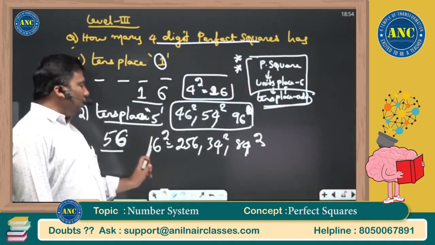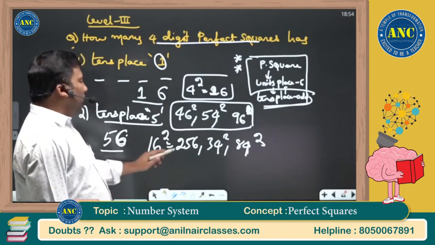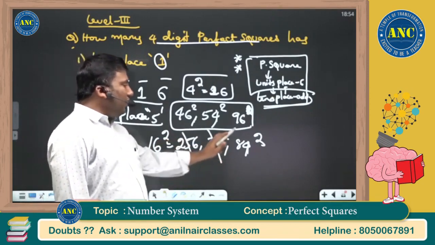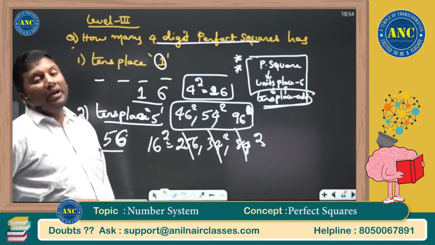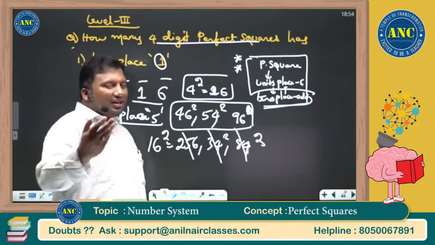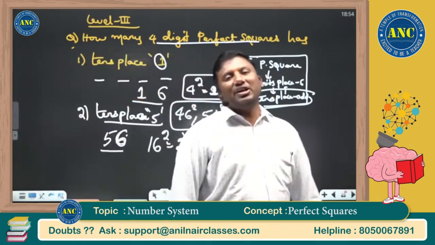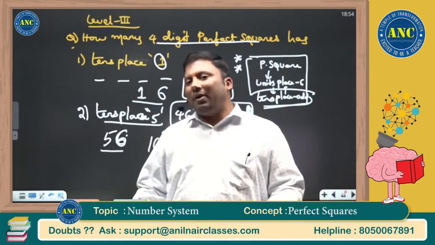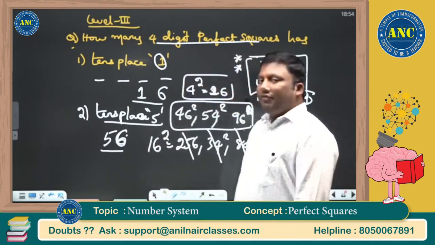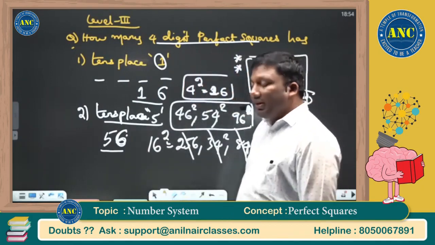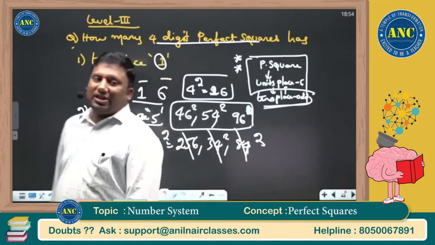How many numbers did I get? 16 square is 256, 34 square and 84 square. How many numbers? 2 numbers. After the class is over, start creating your own questions. You will see the power of enhanced thinking abilities. I hope this logic is clear.